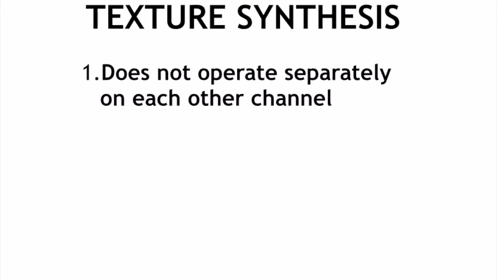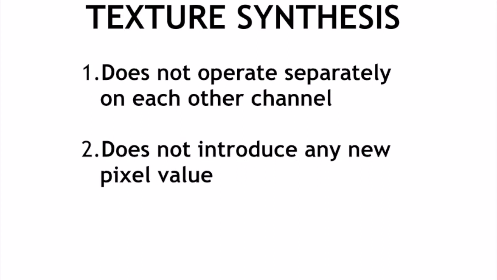Texture synthesis, in contrast to other algorithms, does not operate separately on each color channel, and it does not introduce any new pixel values. In other words, each input pixel value is taken from the parts of the input image that correspond to 0 element in the region argument. The texture synthesis method is based on the algorithm described in ImageTextureTools.